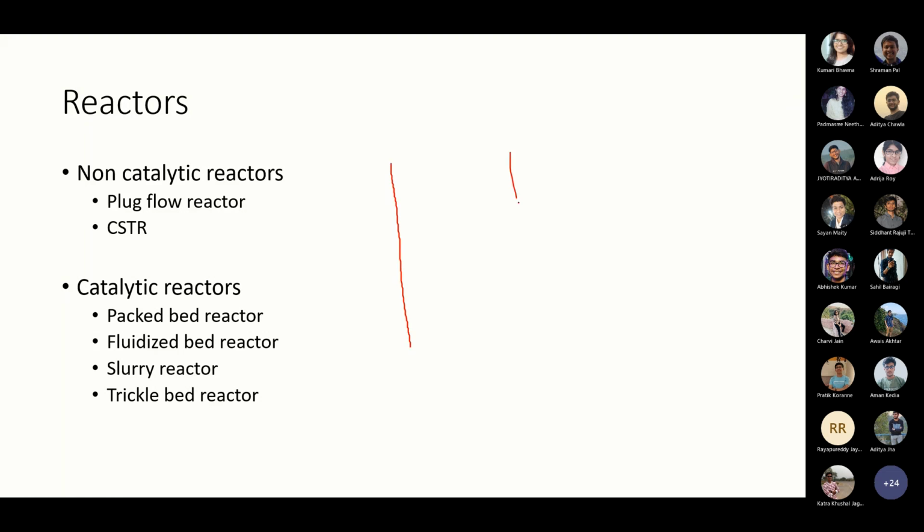So this is a cylindrical pipe. Here we have a support plate. And here we have the catalyst particles. These are the catalyst particles.